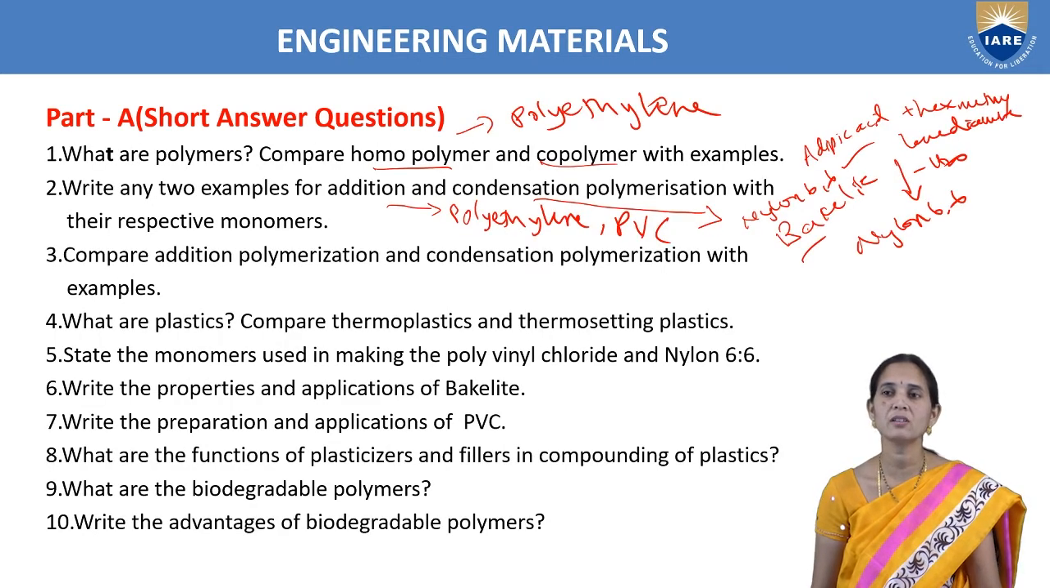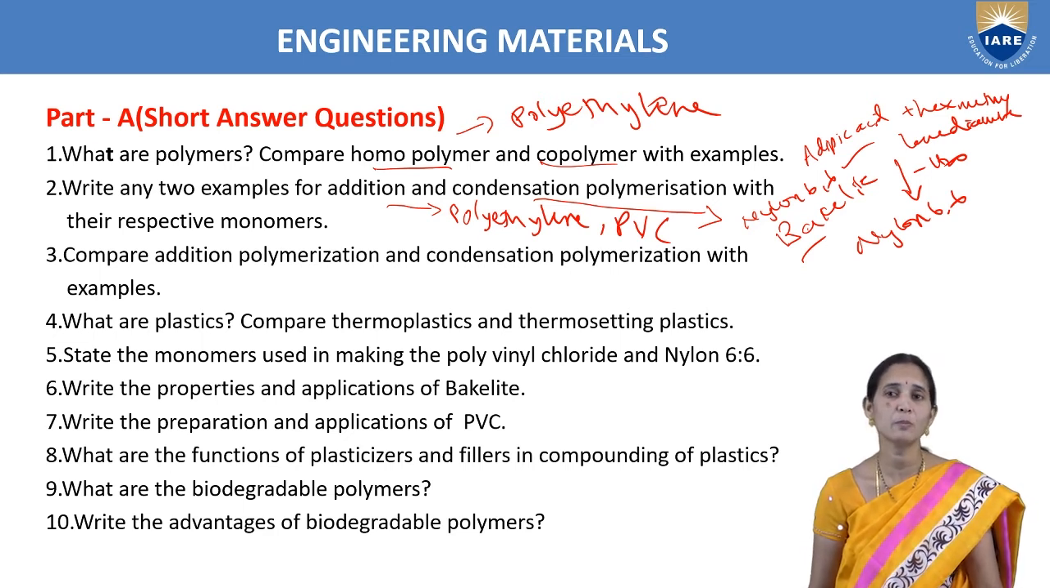So next one, fillers in compounding of plastics. We add silicon carbide, carborundum, as a filler in compounding of plastics. In the polymer material we add it to improve the hardness of the plastics. For example, when we want to go for manufacturing or fabrication of a plastic bottle, we need a hard material. So we add fillers. Fillers improve the hardness of the plastics.